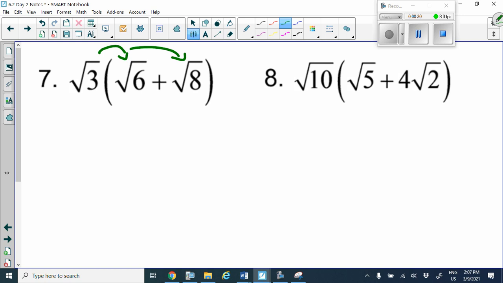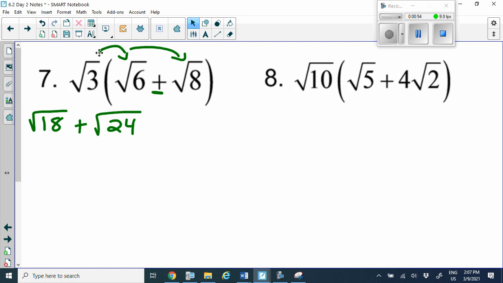When we were adding and subtracting, we were not allowed to add or subtract what's underneath the radical. But we can do that when we multiply or when we divide. So that's a property that we are able to use. So when I do 3 times 6, I get 18. And then I do plus, because that's my sign here. And then I do 8 times 3 to give me 24.